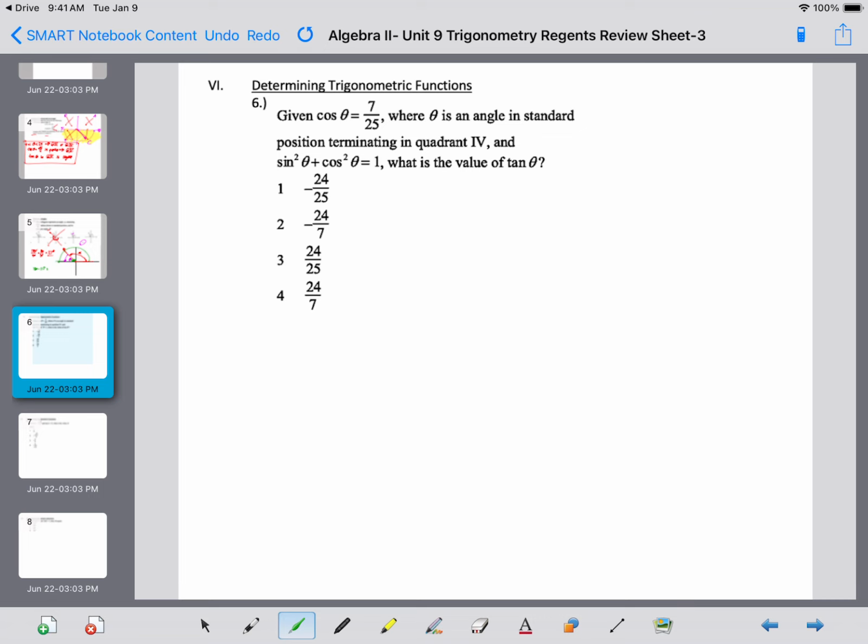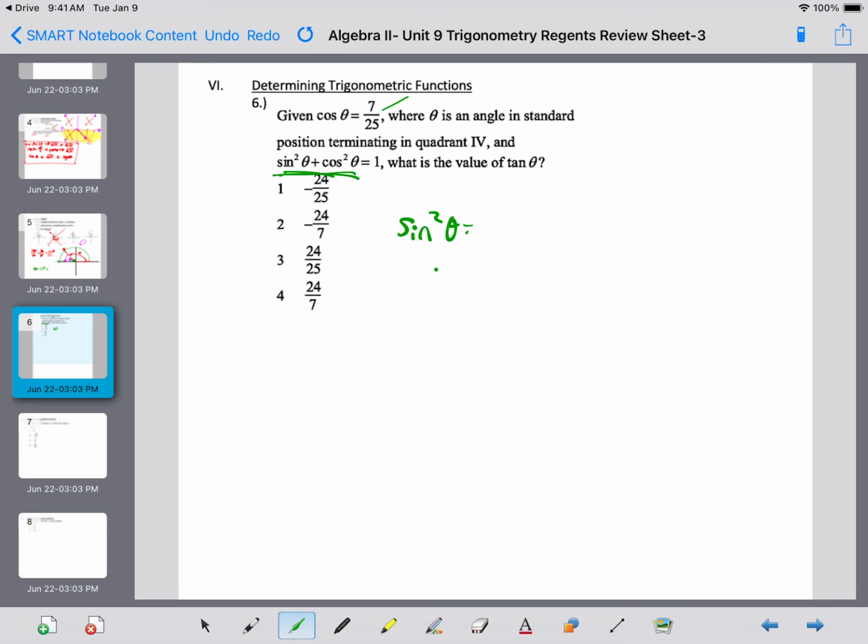Determining trig functions. Cosine theta equals 7 over 25, where theta is an angle in standard position, terminating in quadrant 4. It gives you the identity. What is the value of tangent? So you could use the identity, or you could draw out your right triangle, right? This is adjacent over hypotenuse because it's SOHCAHTOA. And then you'd solve for your opposite using the Pythagorean theorem, which essentially is what you're doing here. You're using the Pythagorean identity. And then you would be doing opposite over adjacent, and all students take calculus to find the sine. But since they gave us the identity, let's use it.